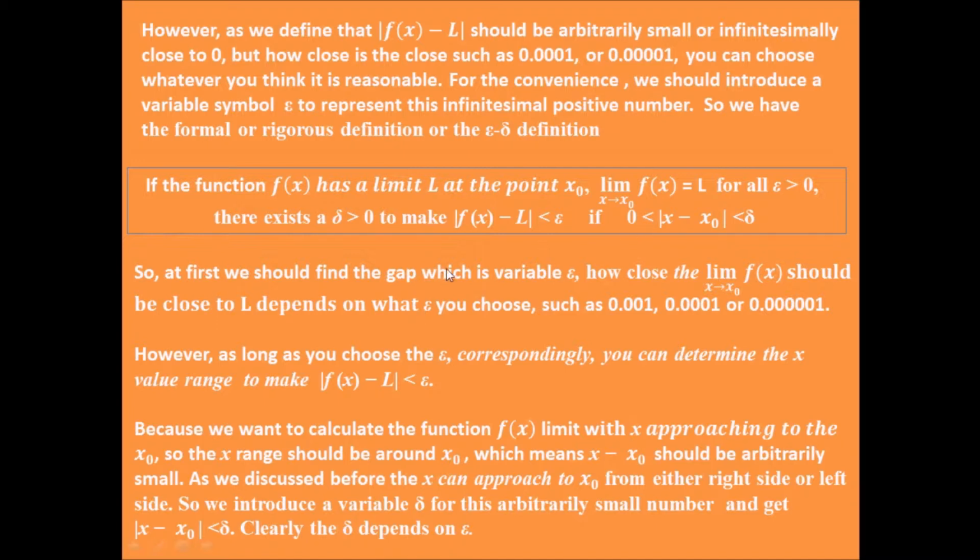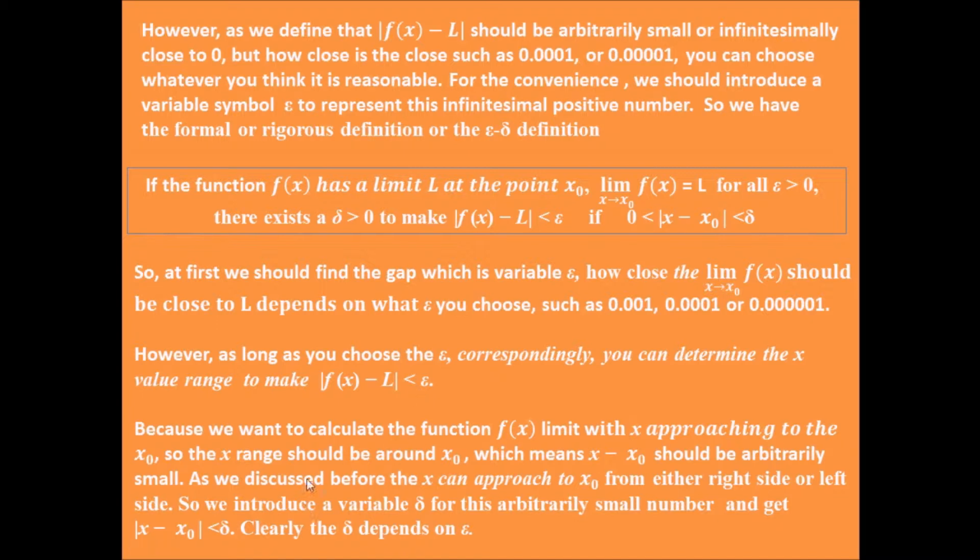So, as you can see from this statement, at first we should find the gap f(x) minus L. Then make this gap less than a variable symbol epsilon. This epsilon value you can choose whatever you want, but as long as you choose the epsilon, correspondingly the x value range should be determined in order to make the absolute value of f(x) minus L less than epsilon.